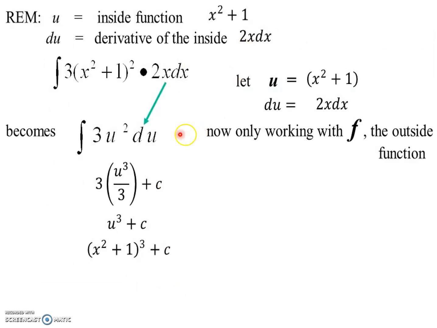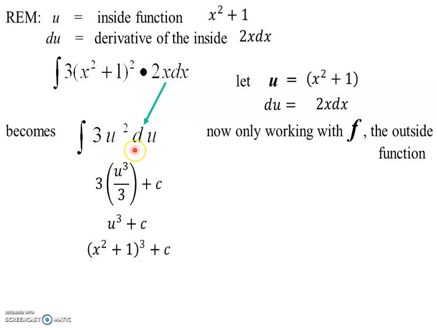Now the same trick is followed here. Let me revise the example again. u is equal to the inside function, x square plus 1. du is the derivative of the inside, 2x dx. And now we have to put in the revision term. u is equal to x square plus 1, therefore du is equal to 2x dx. That's why 2x dx is equal to du, and instead of x square plus 1 we write u, so u bracket square is there.